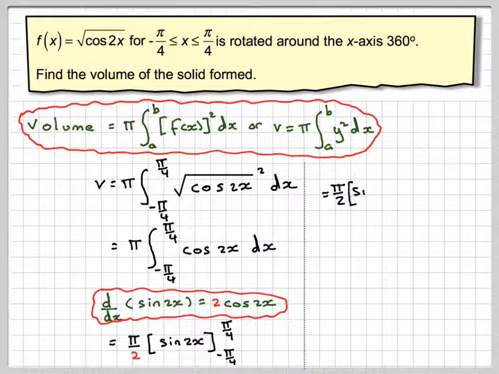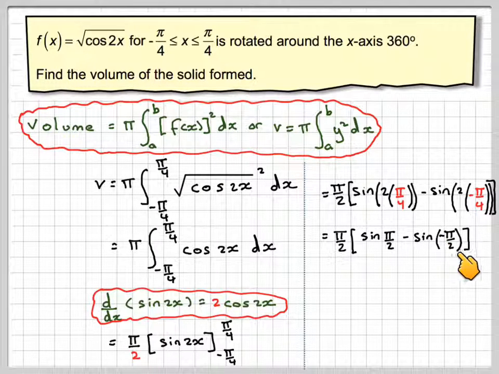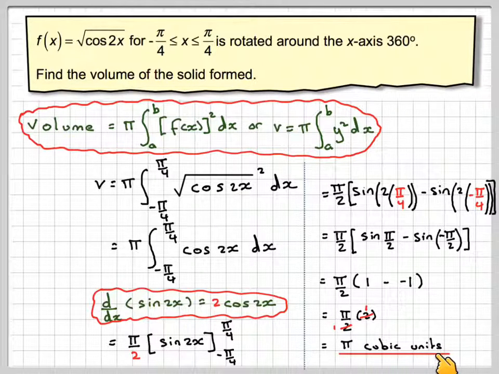Next step is to put the limits in. So we've got pi by 2 times sine of 2 times pi by 4 minus sine of 2 times minus pi by 4. And that's going to be equal to pi by 2, sine pi by 2 minus sine of minus pi by 2. Now you need to know that the graph of sine at pi by 2 will give you 1. So that will be pi by 2 times 1 minus minus 1, which is going to give me pi by 2 times 2, which, if we cancel out, we get an exact answer of pi cubic units.